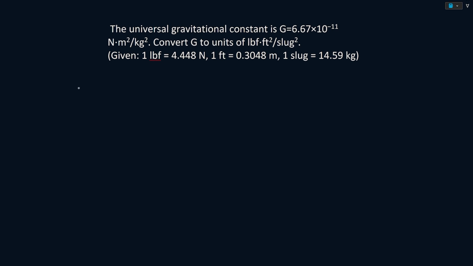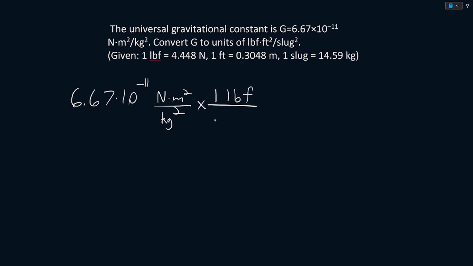First we'll start with G, which is 6.67 times 10 to the negative 11 newtons times meters squared over kilograms squared. We'll start by converting the newtons to pound force. We'll do this by first multiplying by 1 pound force over 4.448 newtons.